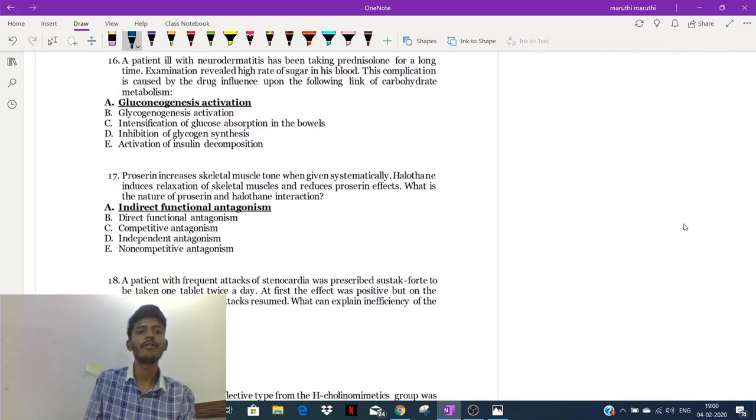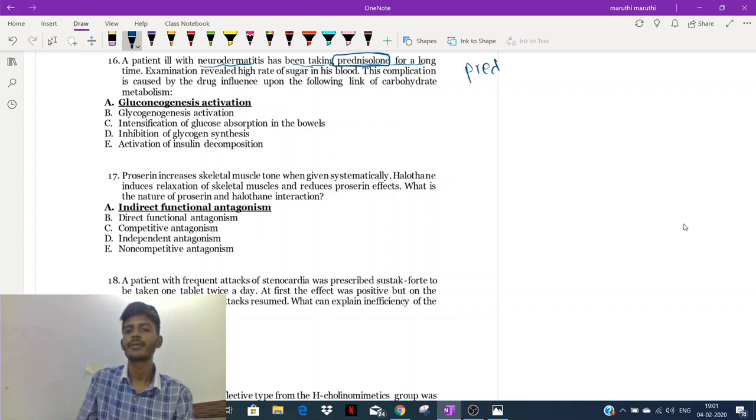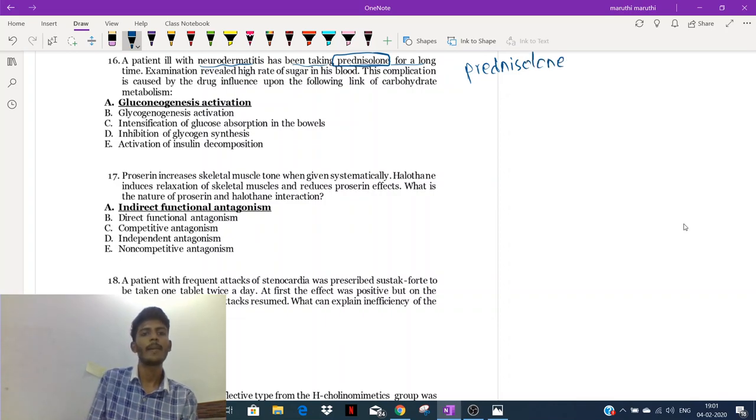A patient ill with neurodermatitis has been taking prednisolone for a long time. He's having some sort of dermatitis, and he's taking prednisolone. For a long time, the examination revealed a high rate of sugar in the blood. This complication is caused by the drug's influence upon which link of the carbohydrate metabolism?